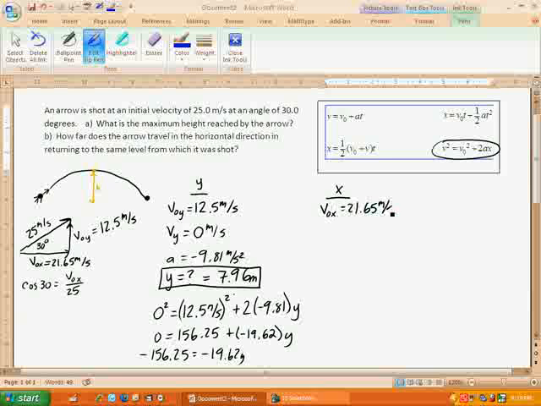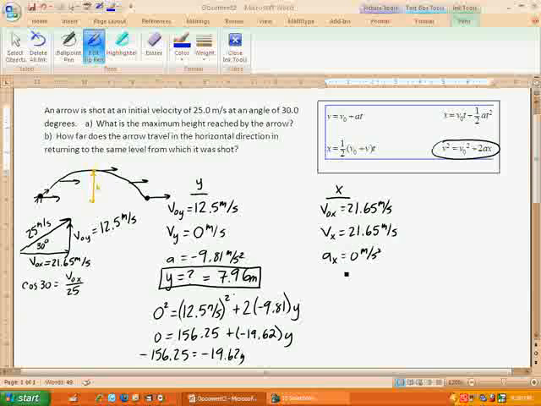Okay, I also know that there's nothing causing that velocity to change, right? The horizontal velocity is the same everywhere. And so I know that the final velocity in the x direction is also 21.65 meters per second. The acceleration, of course, is 0 because there's nothing causing the velocity to change. And so I'm looking for time.